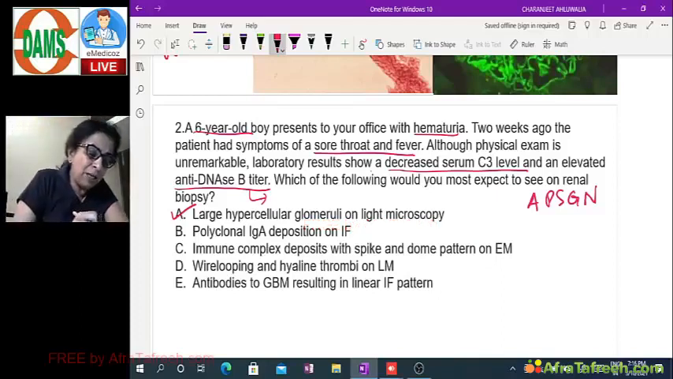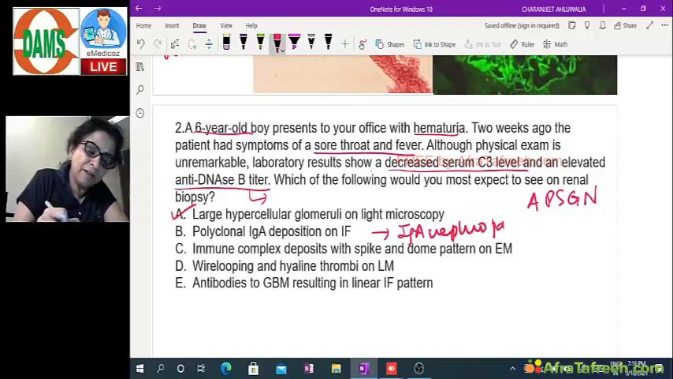Where will we find this? Polyclonal IgA deposition on immunofluorescence. This will be seen in IgA nephropathy. Immune complex in spike and dome pattern.